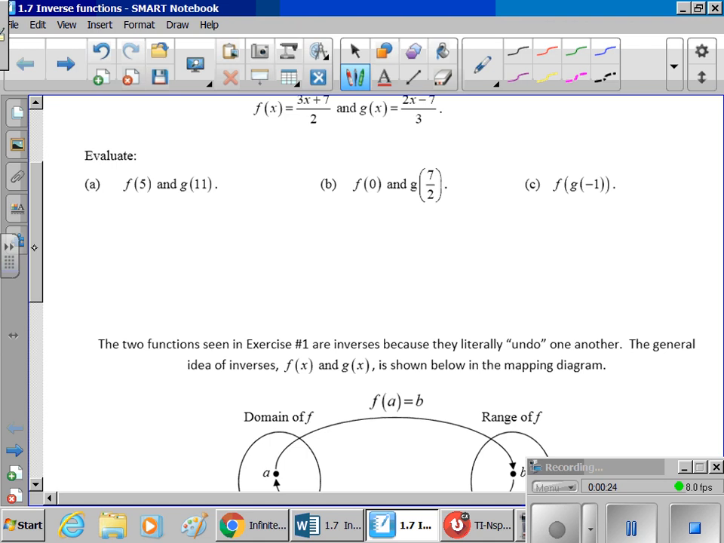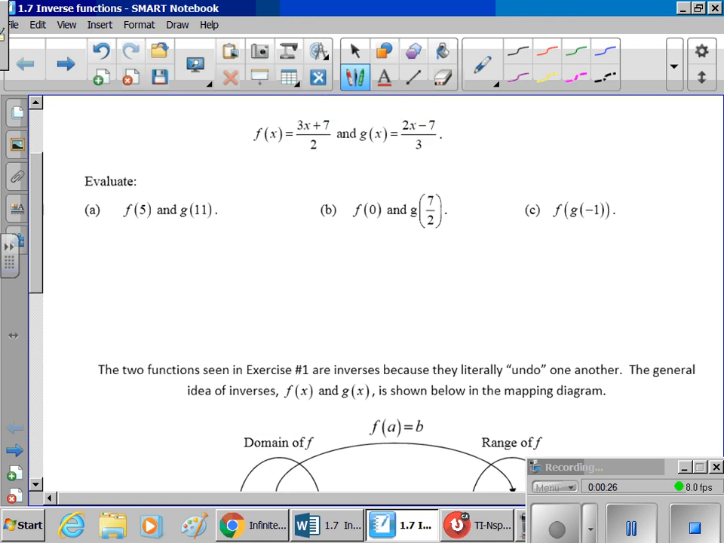So f of 5 equals 3. We're going to plug in our 5, plus 7, all over 2. 3 times 5 is 15, plus 7 is 22, divided by 2 is 11.